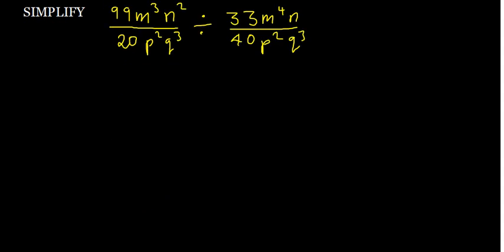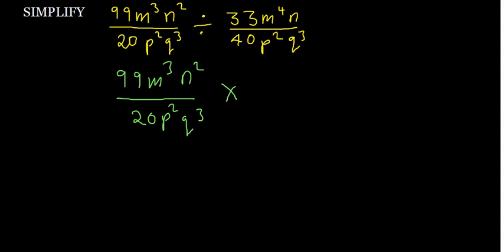Right. Let's consider this one as the last one. So again, since you can see there's a division here, we're going to change into multiplication. So we're going to have 99 m cubed n squared over 20 p squared q to the power 3 times the 40 goes on top, p squared q to the power 3 over 33 m to the power 4 n.